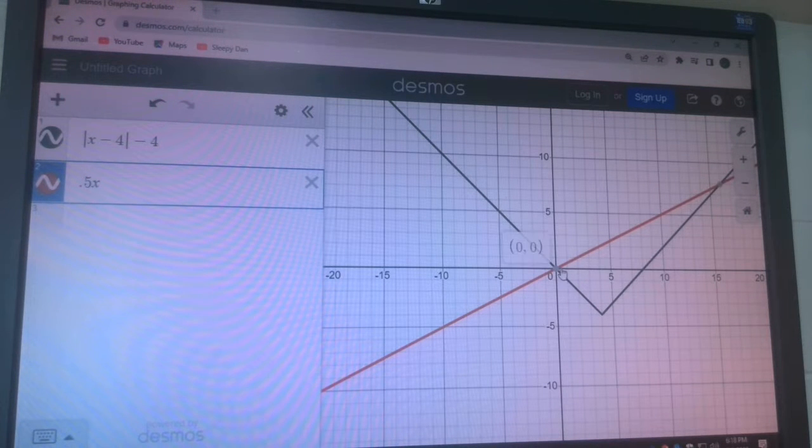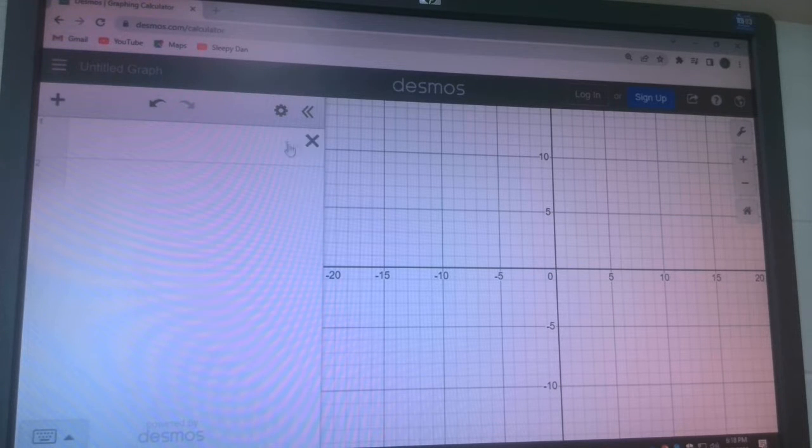Well, the first one would be right here. It would cross at 0. My x is 0. And they intersect right here. The other x is 16. So those would be my 2 answers, 0 and 16. Okay, let's actually move on to my number 22 example.